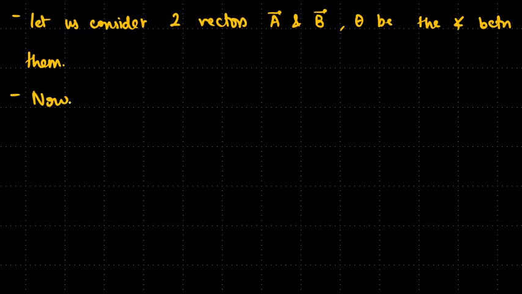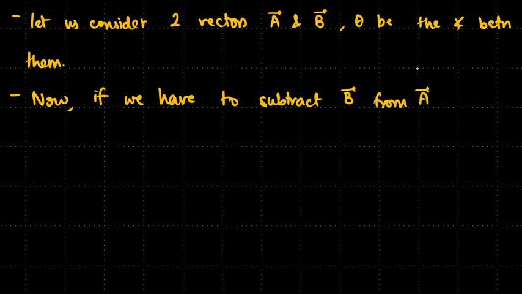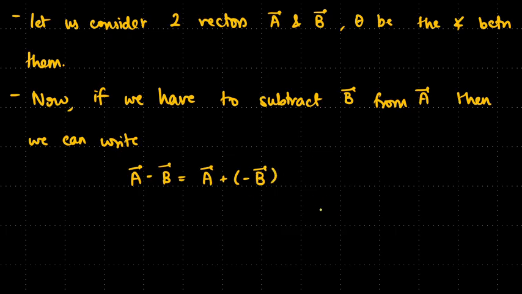So now, if we have to subtract vector B from vector A, then we can write, first of all, I'm just going to write it in the way that you must write it, which is vector A minus vector B. But you can also write it in this way: vector A plus, in brackets, minus vector B. So this is the thing that we have.